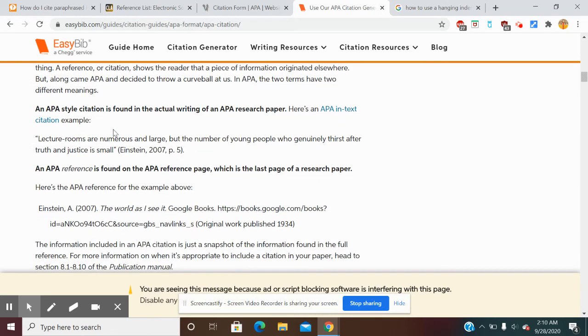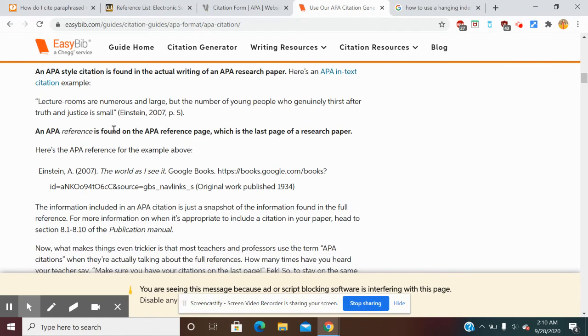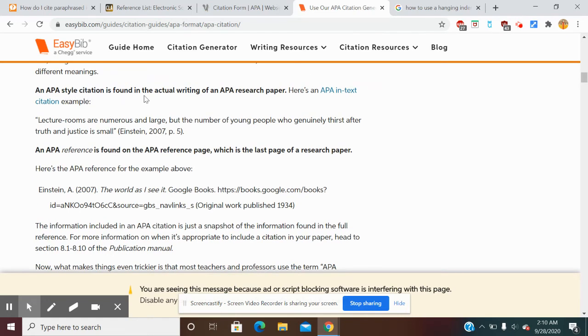And basically, just focus on how to cite. The style of citing for an APA style citation is found in the actual writing of an APA research paper. So right here, this is an actual citing from an APA research paper. And this is one of the examples we learned in the snhu.edu website. This is the parenthetical citation example. Right here, they're citing, I think it's an online book that they're citing. So this might come in handy on how to cite your website information.